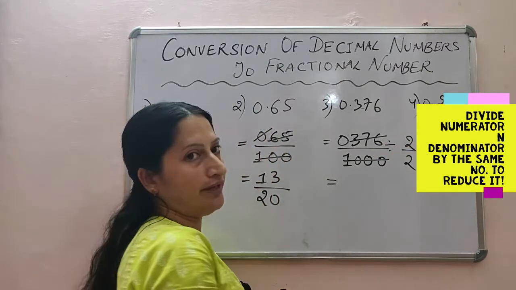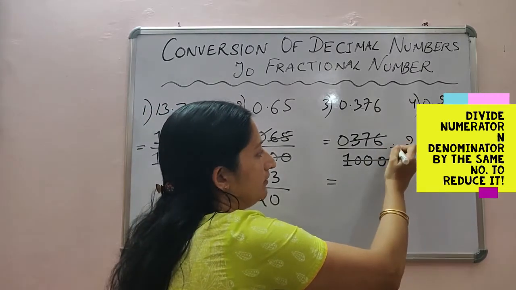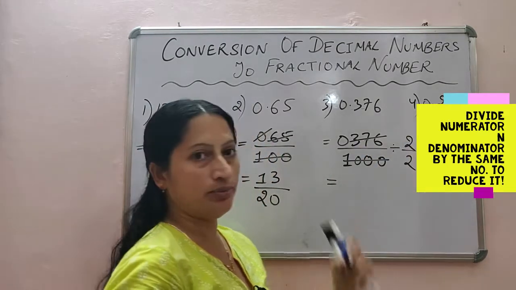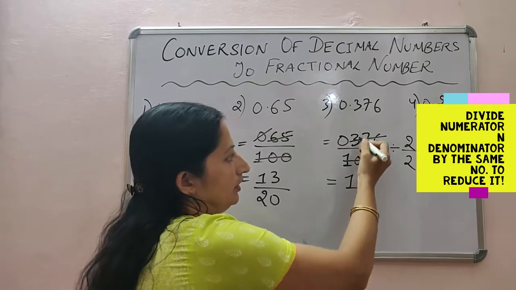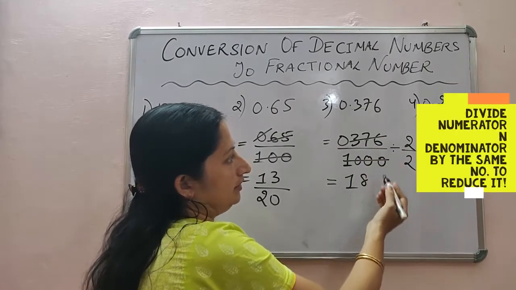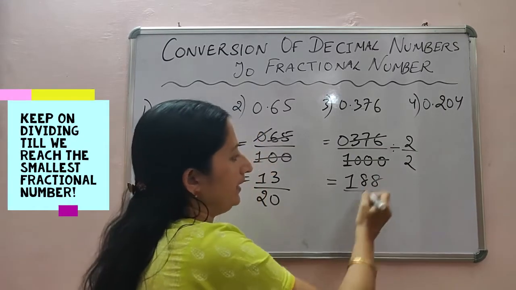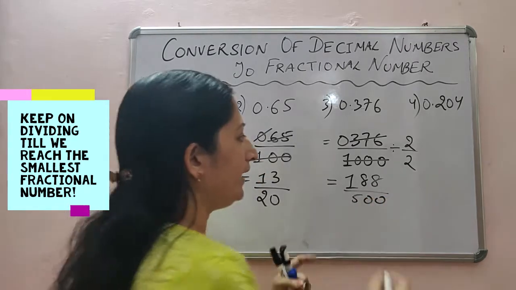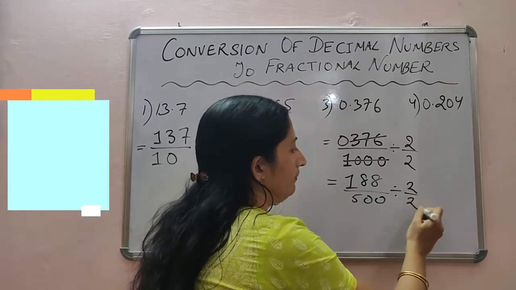So what will we get? I have put a division sign here, don't get confused. When we divide numerator and denominator both by 2, we will get 188 by 500. Again we can divide this by 2, from top and bottom.